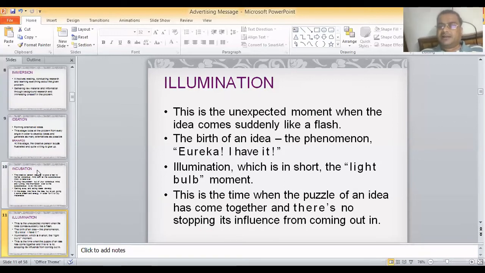So that is like a flash. Something comes. It happens with all of us. Like a flash, something comes. Some idea, some brilliant idea comes to your mind. So that is illumination.